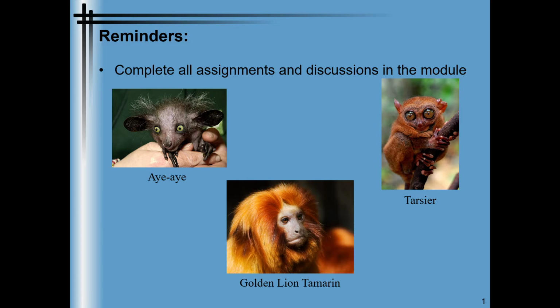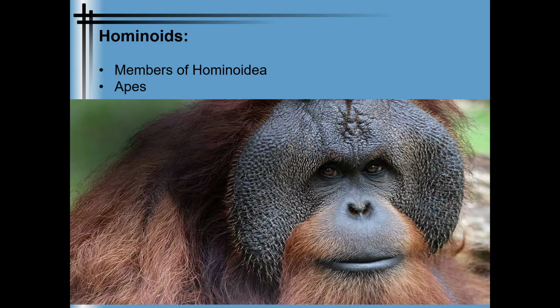At the end of our last lecture, we left off covering different primates, specifically Hominoidea. So let's continue by going into more detail about them. Hominoids are members of the group Hominoidea. This is a group composed of different species of apes, including humans.